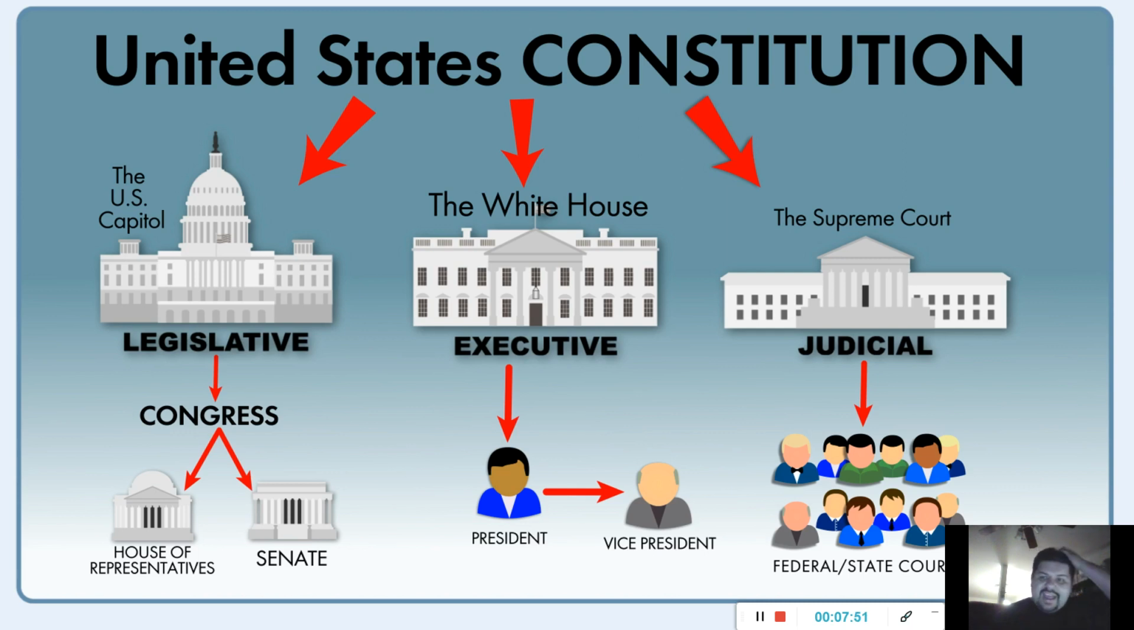The last one is the Supreme Court, which is part of the judicial system. This is any and all forms of court that we have in our country. The Supreme Court is the top of the top, and we're going to get to that in a second. But we're talking any type of federal or state courts. That's part of the judicial system. So think of justice to help you with that. All right, judicial, justice, courts.